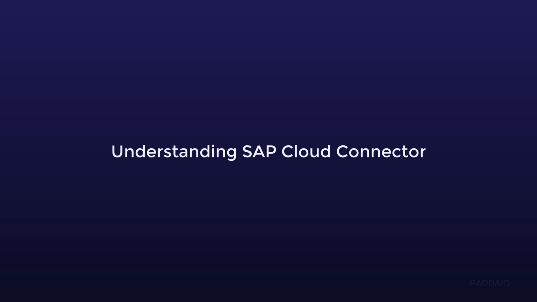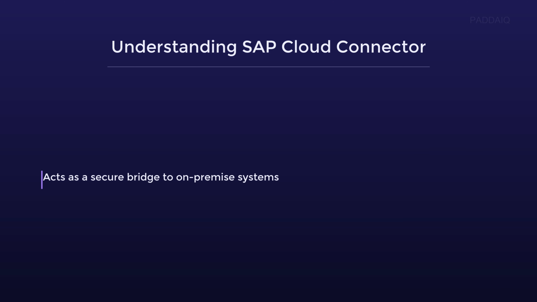Understanding SAP Cloud Connector acts as a secure bridge to on-premise systems. This means it safely connects cloud applications to your company's local servers. For instance, when a cloud app needs employee data from your office server, the Cloud Connector handles this transfer securely without exposing internal systems. It ensures your on-premise resources remain protected while enabling necessary cloud access.